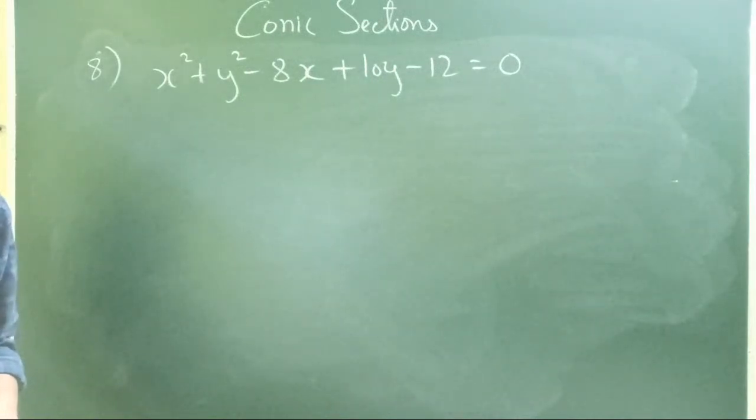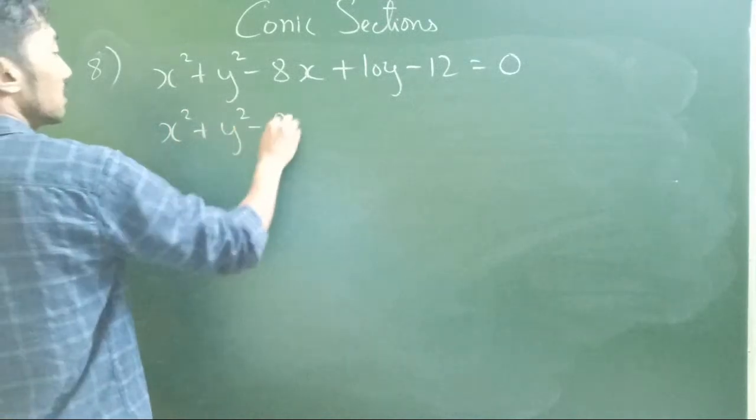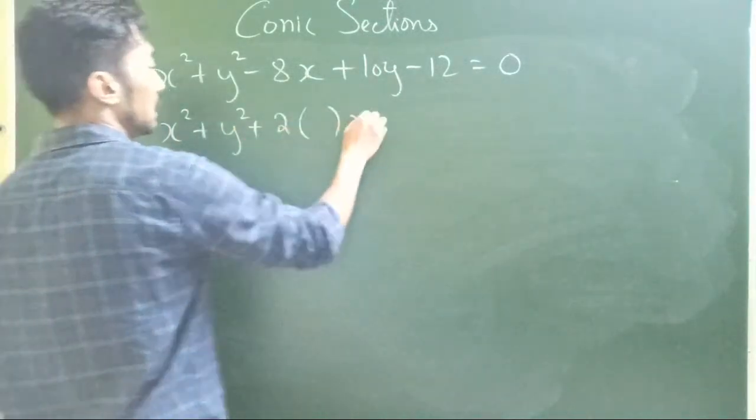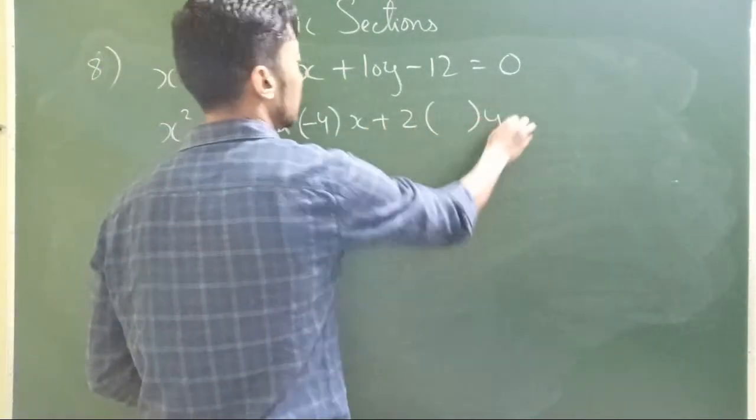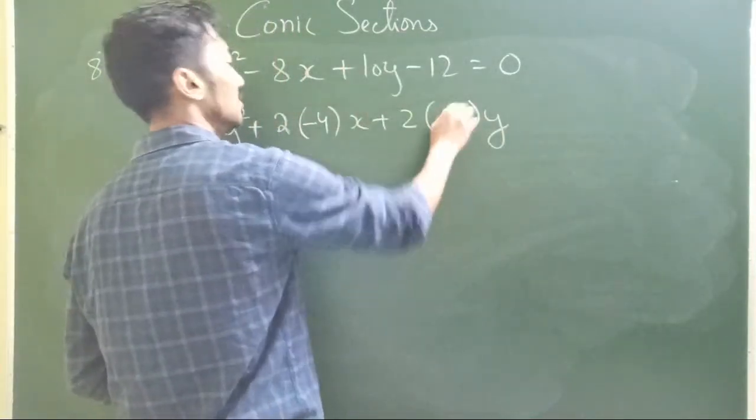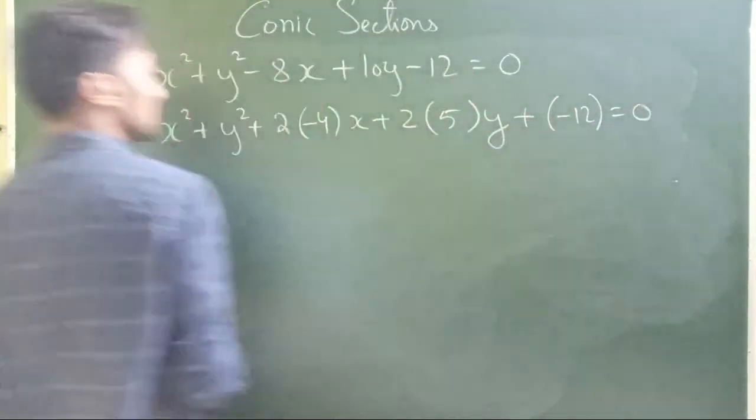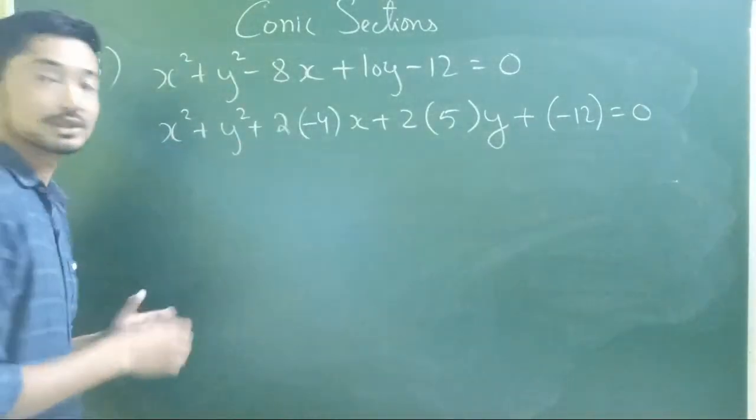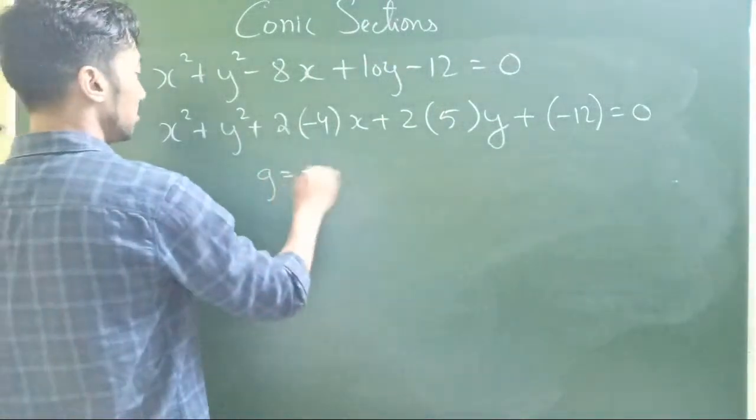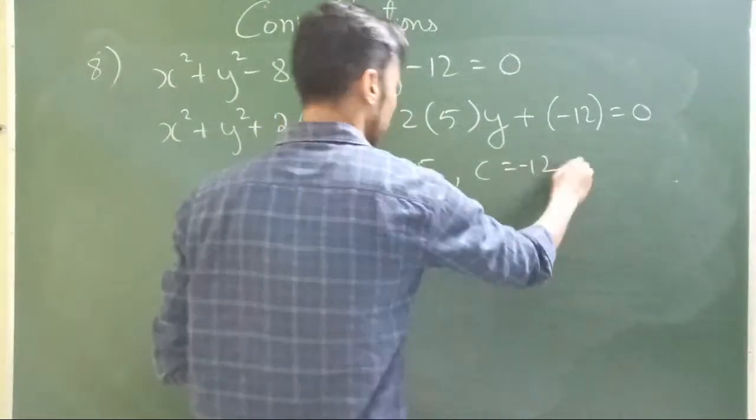So let's convert this into the general form quickly since we've already done one of them. So that's going to be x square plus y square plus 2gx, that should be minus 4, plus twice of fy, so 10, that's going to be 5, plus minus 12 is equal to 0. Since we already have the general form, what is the value of g here? Minus 4. The value of f, 5. The value of c, minus 12.